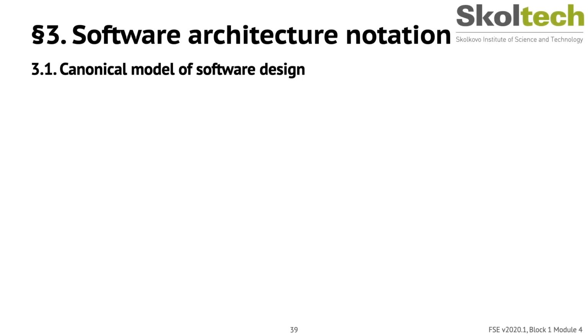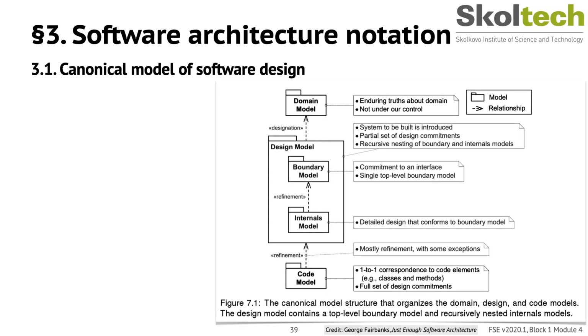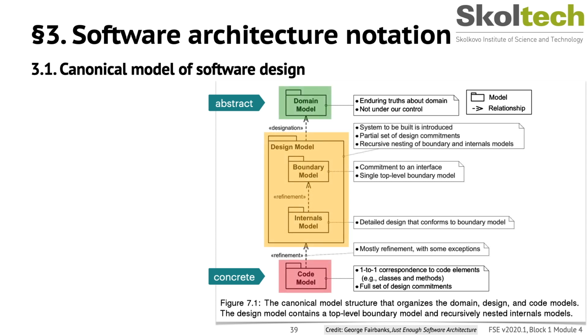The canonical model structure presented here provides you with a standard way to organize and relate the facts you encounter and the models you build. The essence of the canonical model structure is simple. Its models range from abstract to concrete, and it uses views to drill down into the details of each model. There are three primary models: the domain model, the design model, and the code model, as seen in this figure.